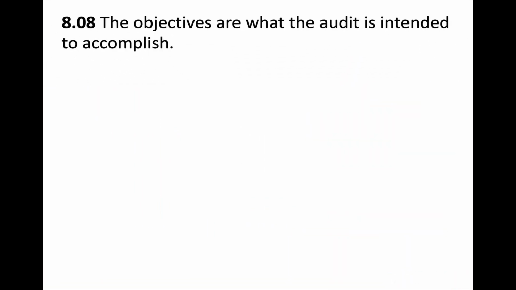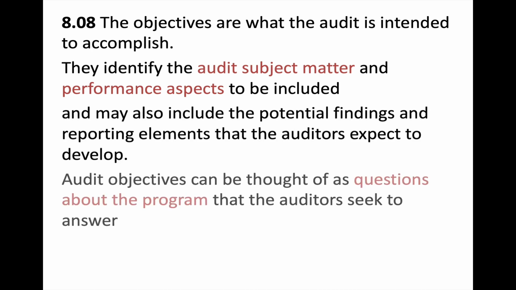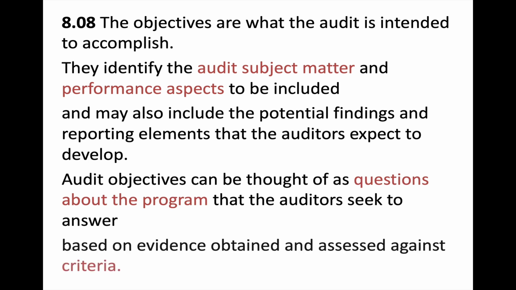Okay? This is the definition of what an audit objective is. I'm just going to show you this very quickly. Again, I have another video on this that digs into it more, but notice it's saying that we have a subject matter, a performance aspect, and I want to talk to you about that for a second. Questions about the program that auditors seek to answer based on evidence obtained and assessed against criteria. So notice that two things I mentioned to you already are in this paragraph. We have the subject matter assessed against a criteria.